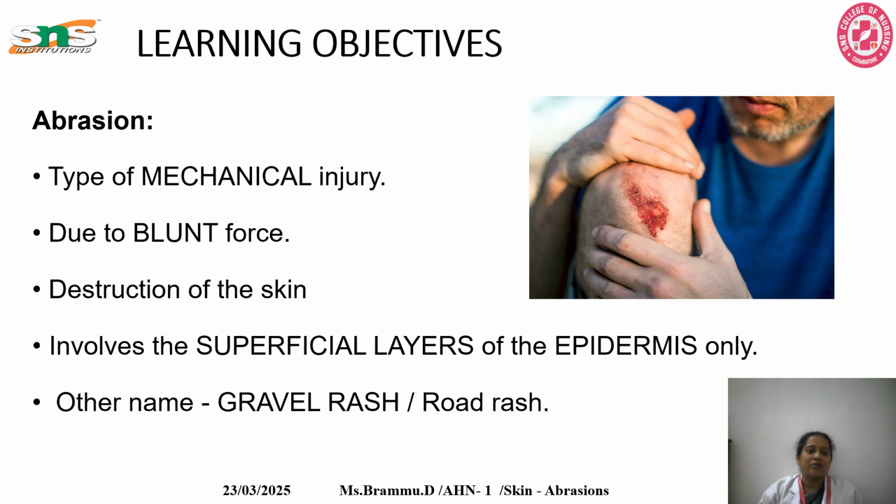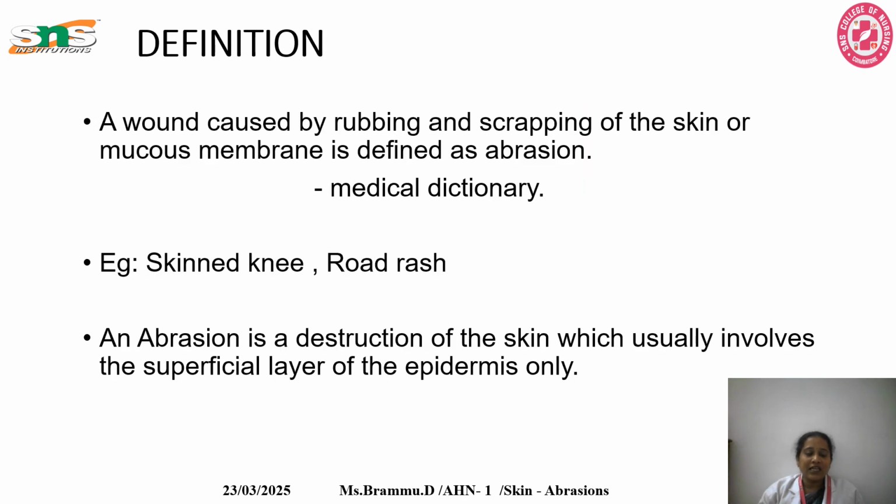Abrasion is a mechanical injury where the skin is eroded due to blunt force or friction. That is destruction of the skin layer, mainly involving the superficial layer of the epidermis. The other name for abrasion is gravel rash or road rash. Starting with the definition of abrasion, it is a wound caused by rubbing and scraping of the skin or mucous membrane, according to the medical dictionary. So this can be coined as skinned knee or road rash.